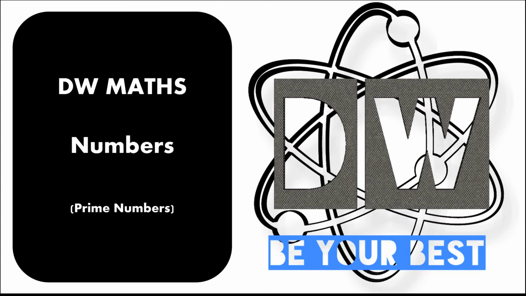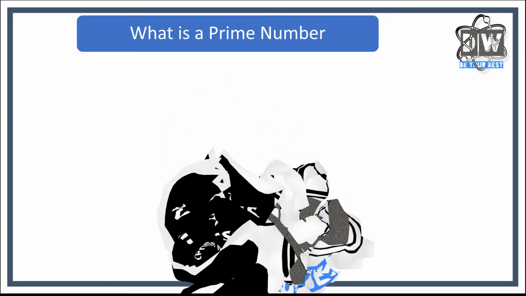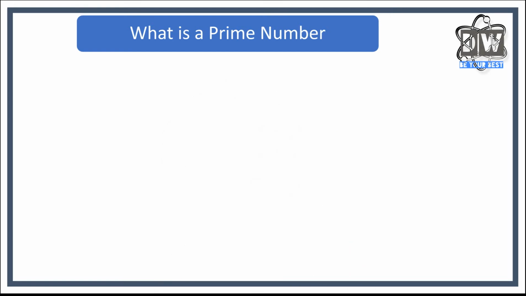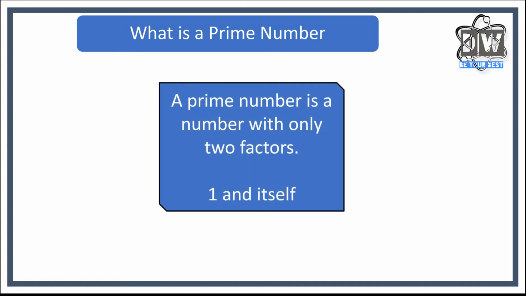It's numbers again today and it's prime numbers, easy peasy, lemon squeezy. You do have to remember them, you do have to understand what they are, so let's have a look at what a prime number is. A prime number is a number with only two factors, 1 and itself.